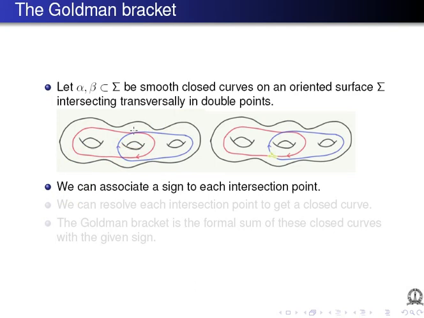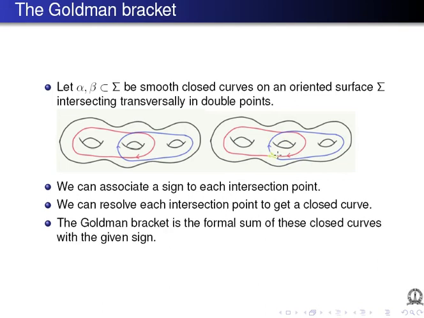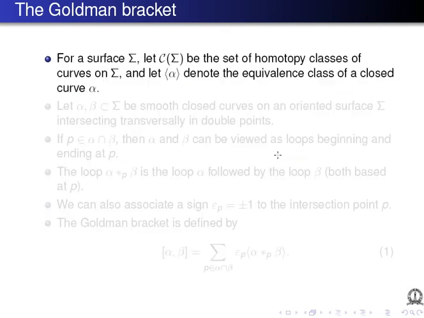Okay. And the other thing we can do is we can resolve each intersection point to get a closed curve. So you cut and paste to get a closed curve at each intersection point. That means that associated to each intersection point you have a number and you have a new closed curve. And what is the Goldman bracket? Informally, you take the formal sum of these closed curves with a given sign.